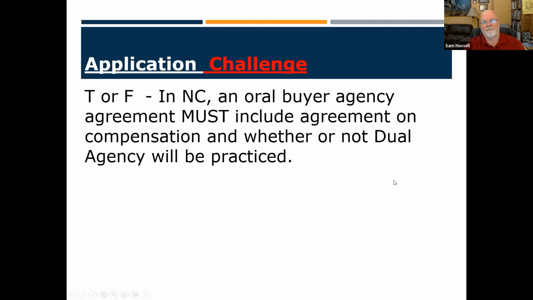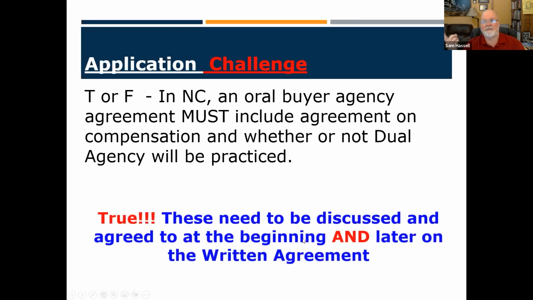True or false? In North Carolina, an oral buyer agency agreement must include agreement on compensation and whether or not dual agency will be practiced. Yeah, true, right? Remember we talked about the three things we had to do when working with real estate agents: disclosure, compensation, and dual agency. Those things had to be disclosed whether we were doing this or not.